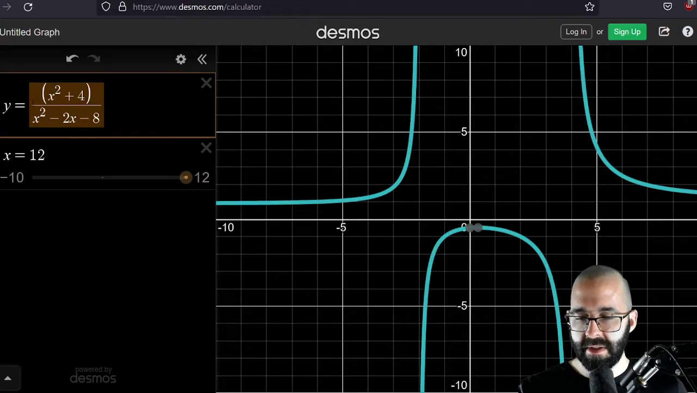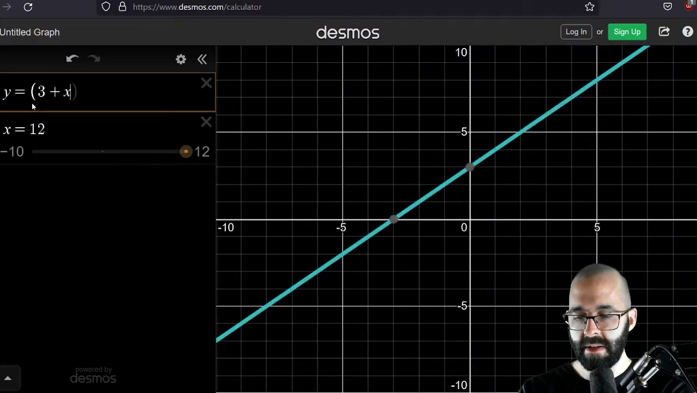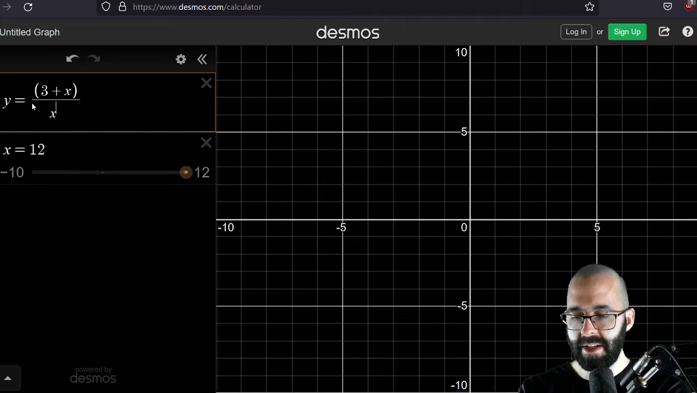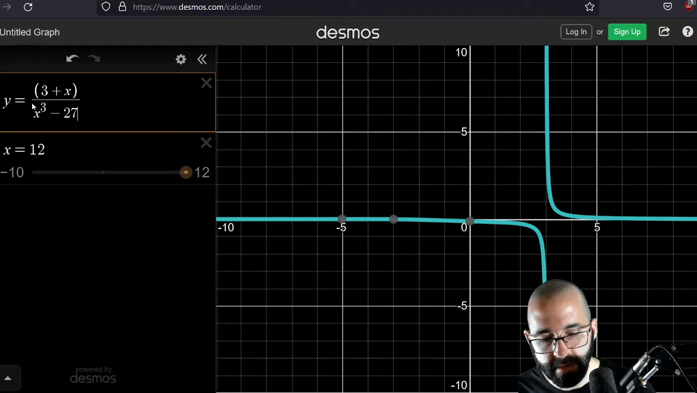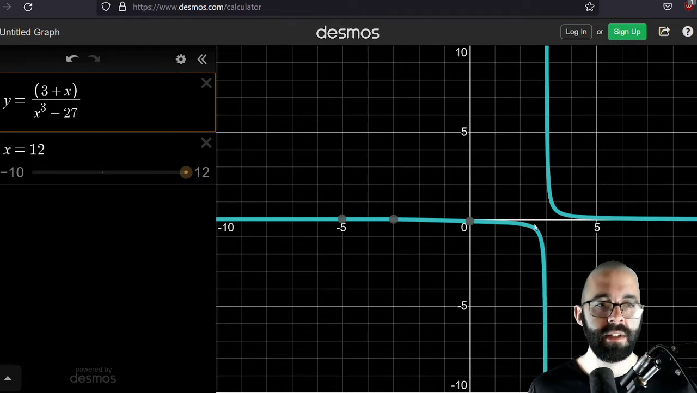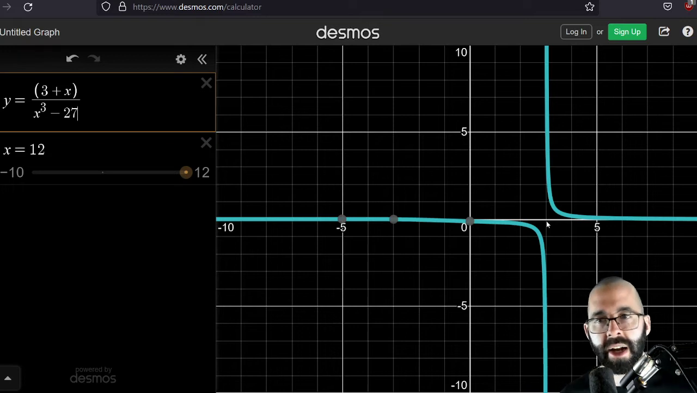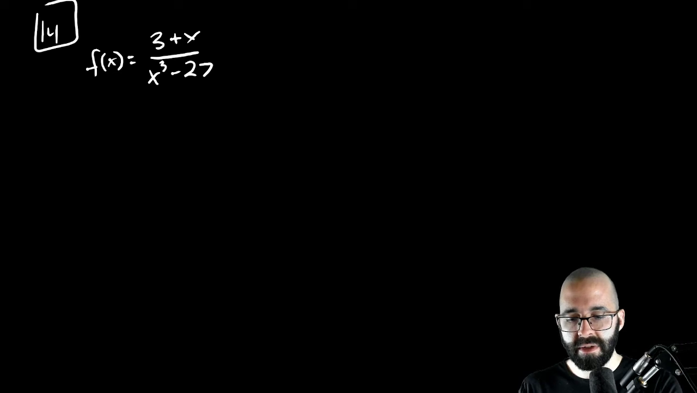We go over to Desmos and say, all right, what is x? I already forgot it. 3 plus x divided by x cubed minus 27. Well, it looks like there's only one vertical asymptote. The vertical asymptote at x equals 3. And that makes sense. We're dividing by 0 when x is equal to 3. So that's going to be one of our vertical asymptotes at x equals 3.